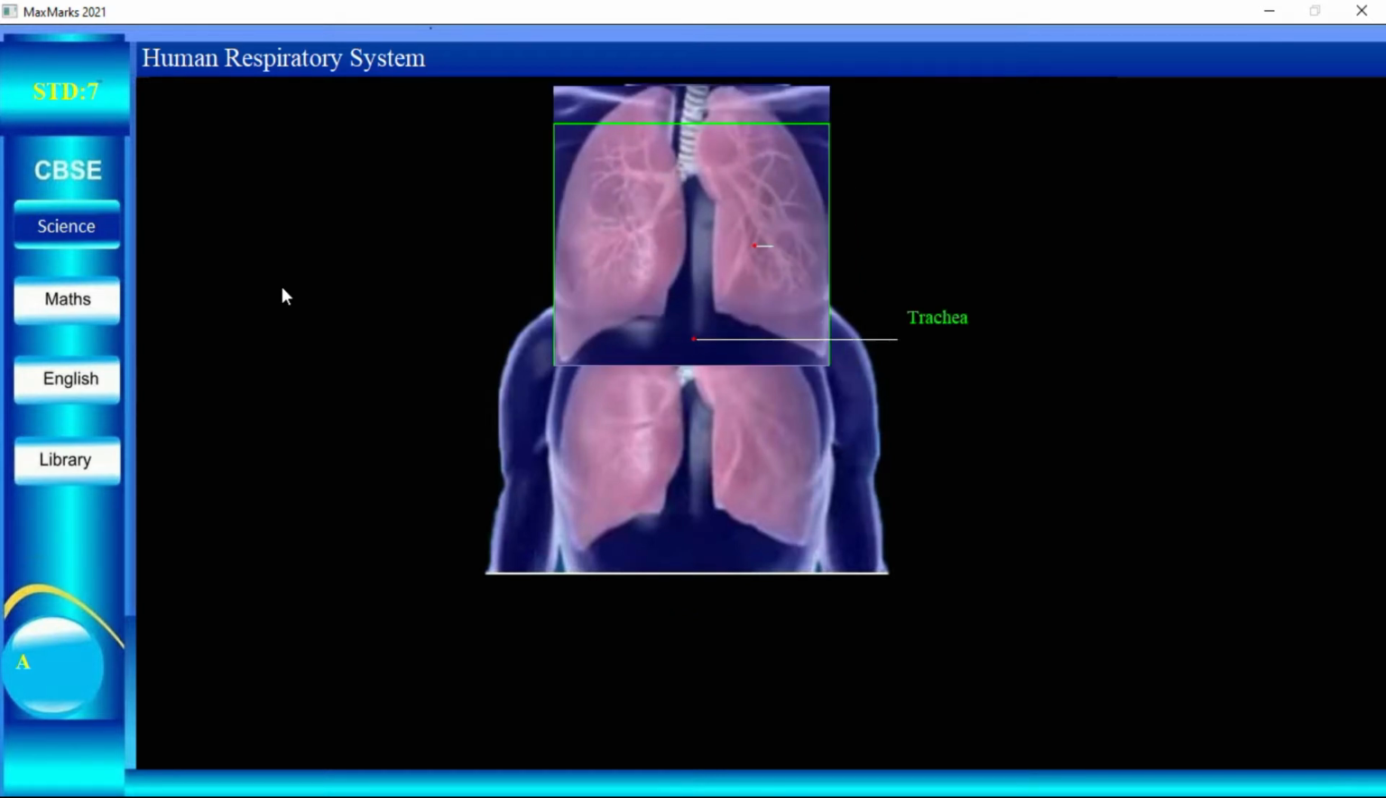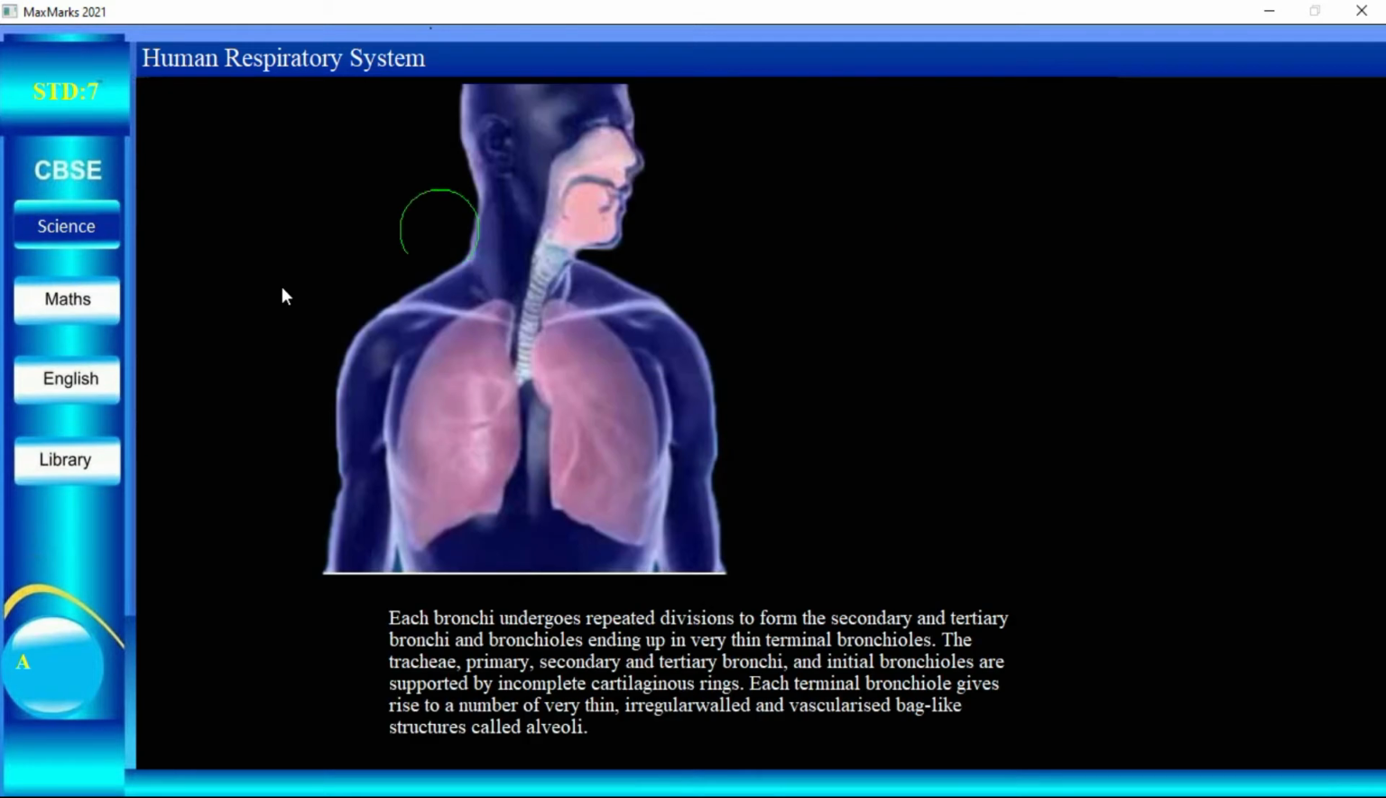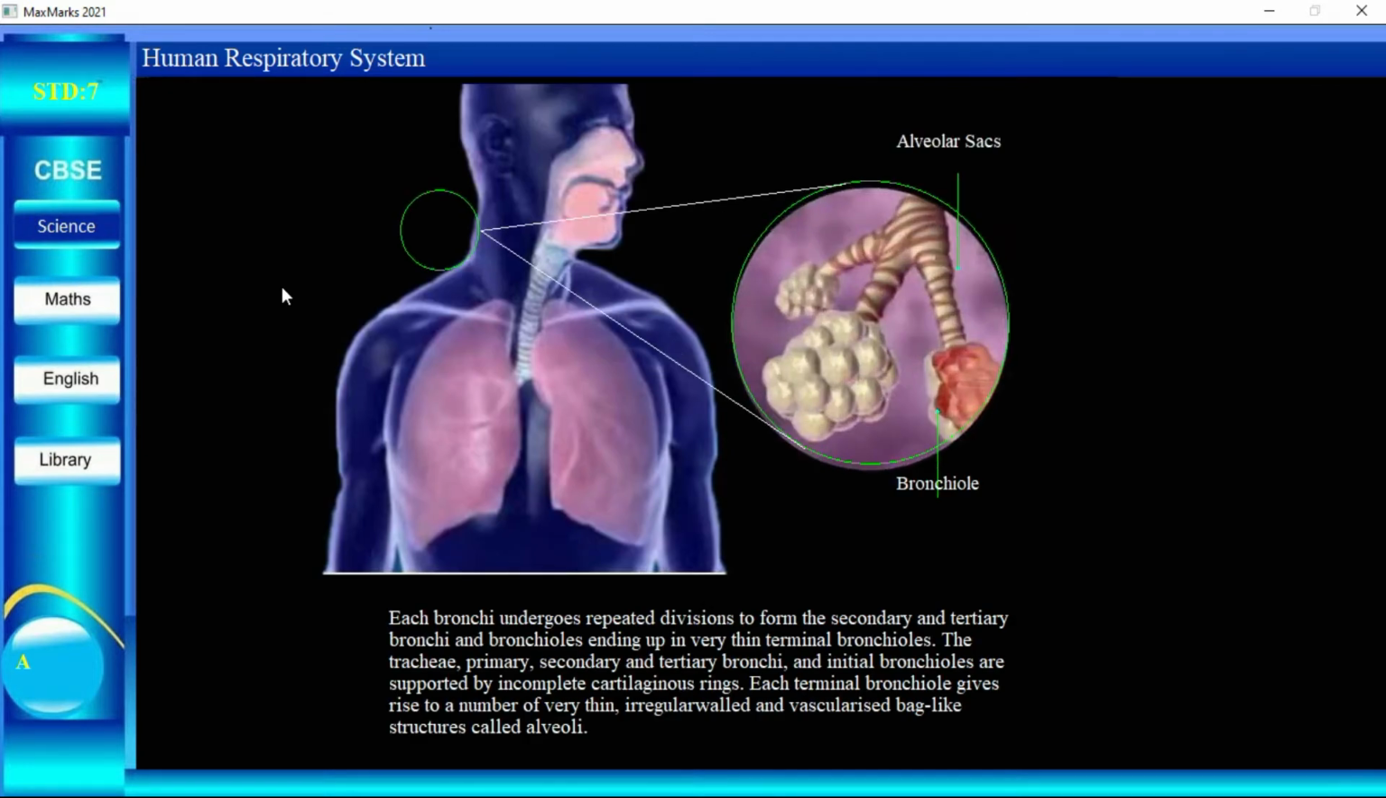Trachea is a straight tube extending up to the mid-thoracic cavity, which divides at the level of the fifth thoracic vertebra into a right and left primary bronchi. Each bronchus undergoes repeated divisions to form the secondary and tertiary bronchi and bronchioles, ending up in very thin terminal bronchioles. The trachea, primary, secondary and tertiary bronchi and initial bronchioles are supported by incomplete cartilaginous rings.